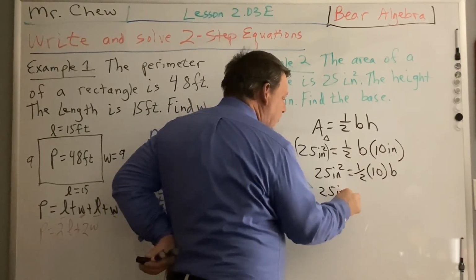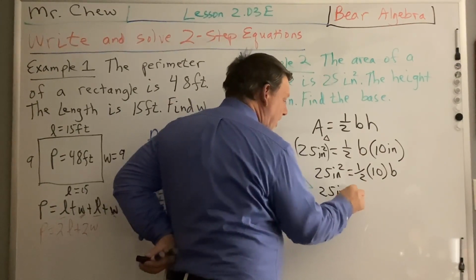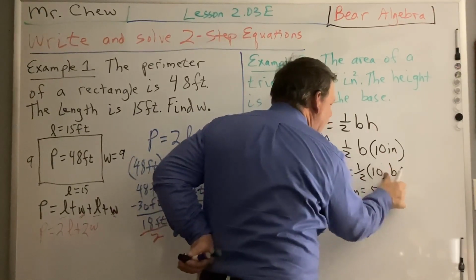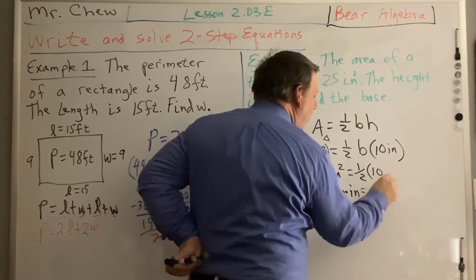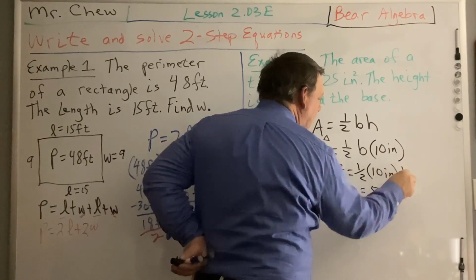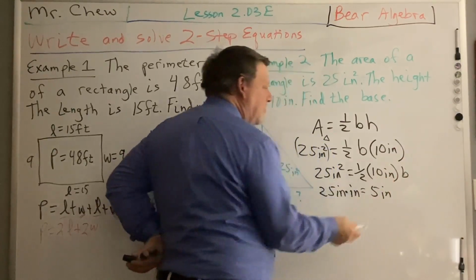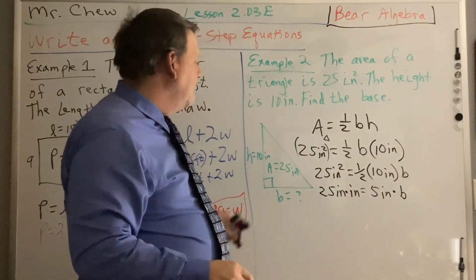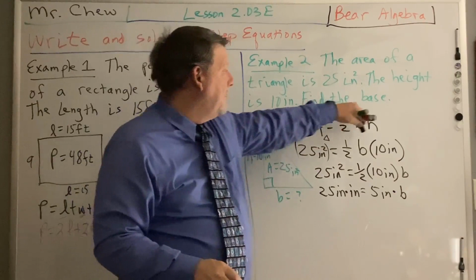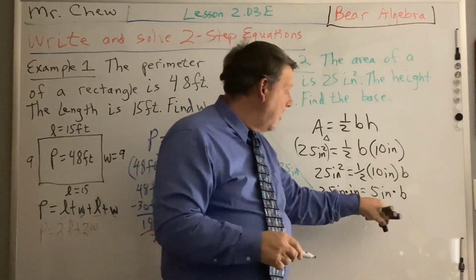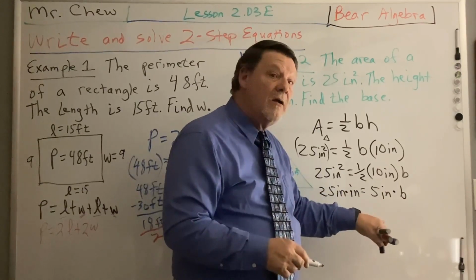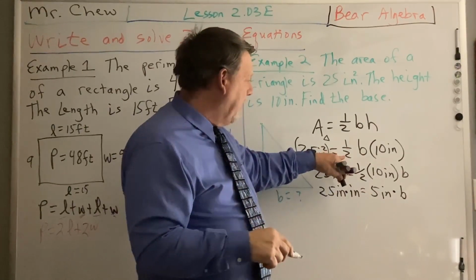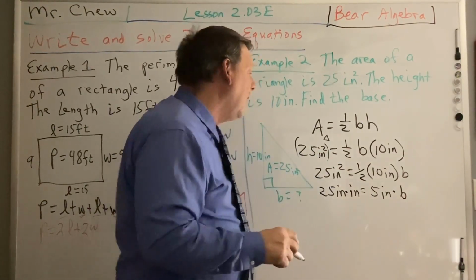and I can write inches squared as inches times inches. Half of 10 is 5, and this is inches here. I left that out. I need to make sure I have all of my dimensions in here. So half of 10 inches is 5 inches, and then I'm multiplying by B. All right, now I want to find what B is, find the base. So I have to undo whatever we're multiplying B by in that one-step equation now. It was two-step up here. This is one step now.